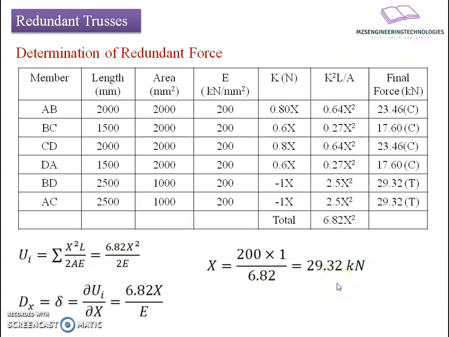After knowing this, we will find the final force. The final force is given as P plus K times X, where P is 0 because no applied force is there. Then K times X means here 0.8 times 29.32 will be the final force in the member. It works out to be 23.46 kilonewton compressive in nature. Similarly, for the member BC, 0.6 times X was there, meaning 0.6 times 29.32, which is 17.60 compressive in nature. And likewise I will find the member forces in all members with reference to the redundant force.